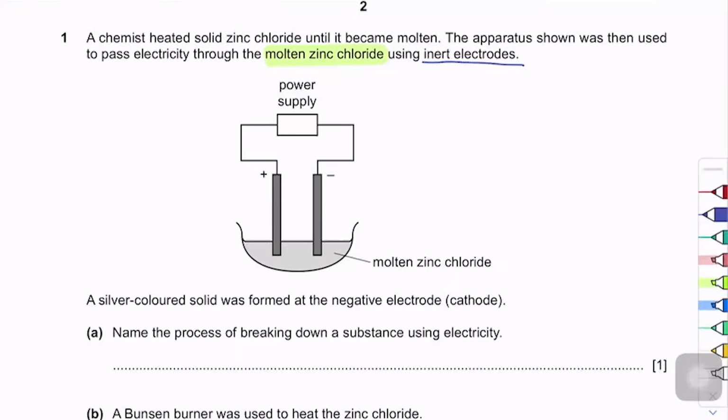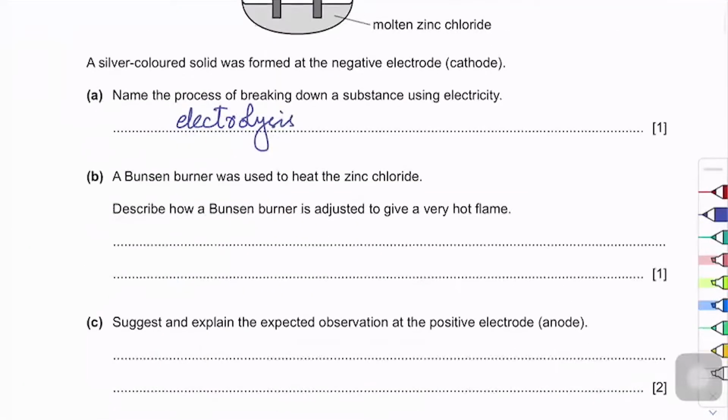All right. Name the process of breaking down a substance using electricity. That's electrolysis. We know that. Okay. A Bunsen burner was used to heat the zinc chloride. Describe how a Bunsen burner is adjusted to give a very hot flame.